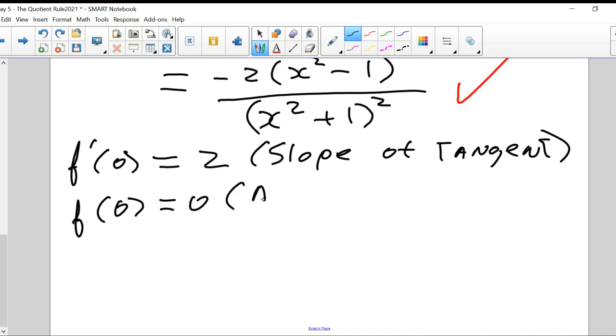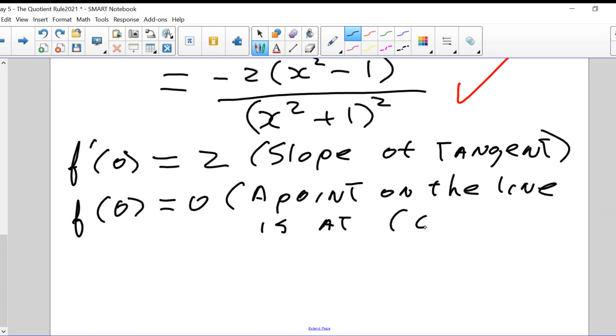So a point on the line is at the origin, 0, 0. That makes it easy for us. Because if it goes through the origin with a slope of 2, that tells us immediately what the equation of this line is. Okay, anybody, can I throw this out to the class now? So the equation of the tangent would be what?